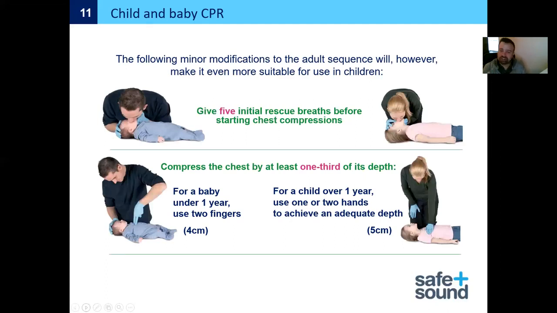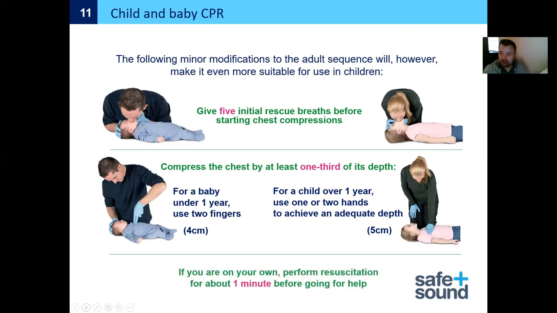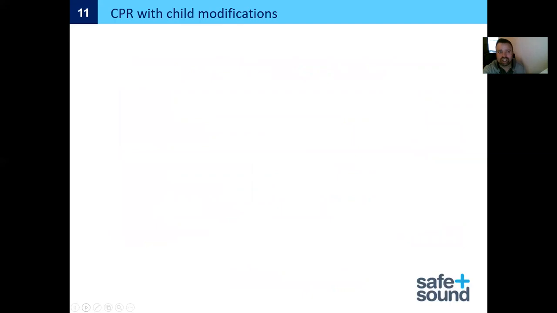The chest compressions are done slightly differently for baby, child, and adult. For a baby, you're going to use 2 fingers and push down about 4 centimeters. For a child, it's 1 hand and not 2. So the sequence can remain the same, but you're just going to be doing 2 fingers or 1 hand. So you've got the breakdown there of what that looks like. If you're on your own with a baby or a child, you're going to do CPR first for a minute before you get help. So that's the early chain of survival.